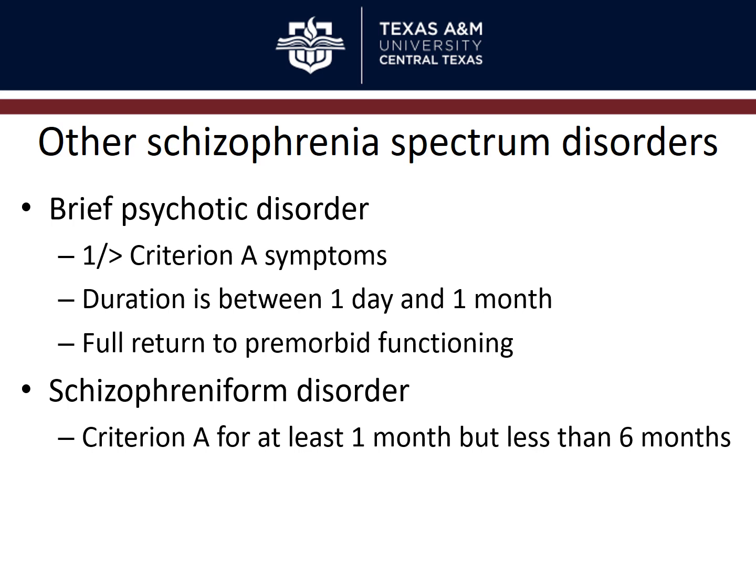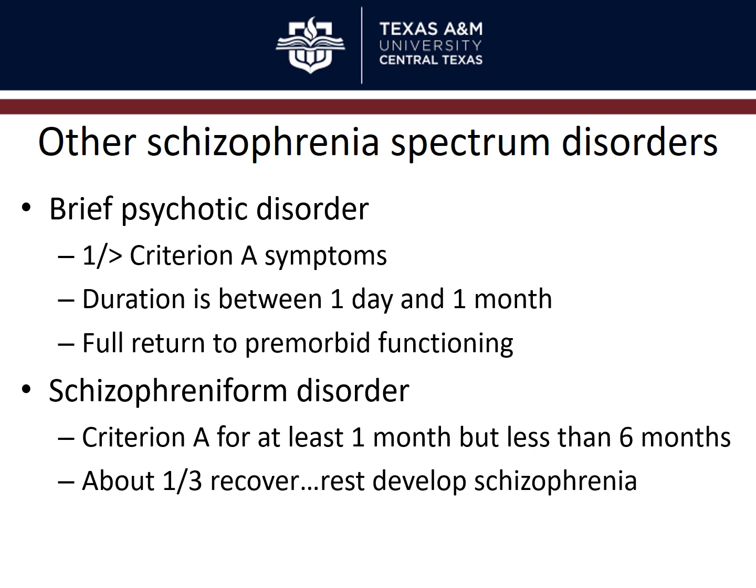schizophreniform disorder, provisional. And about a third of individuals who are diagnosed with schizophreniform recover, kind of like the brief psychotic, and are okay. They return to pre-morbid functioning and don't have a return of psychotic symptoms. The rest, the other two-thirds, do go on to develop schizophrenia. So again, for some people, this is kind of like a longer version of brief psychotic disorder. But for others, well, it's just schizophrenia. We just don't know it yet because there hasn't been enough time to be sure. Because for schizophrenia, you have to have 6 months of continuous disturbance.